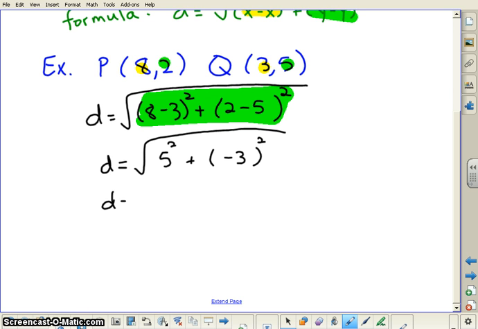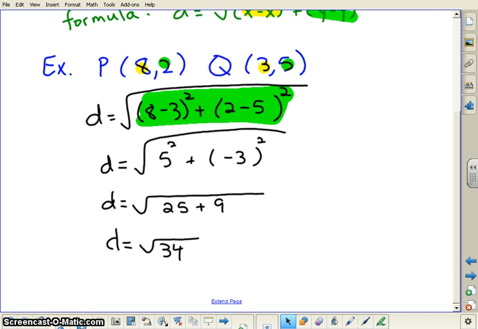All right, so let's simplify that down. 5 squared is 25, and negative 3 times negative 3 is 9. Okay, 25 plus 9 equals 34. Okay, is 34 a square number? No. So let's look at the factors of 34 to see if we can simplify the radical. Okay, actually let's do the cake method and see what happens.